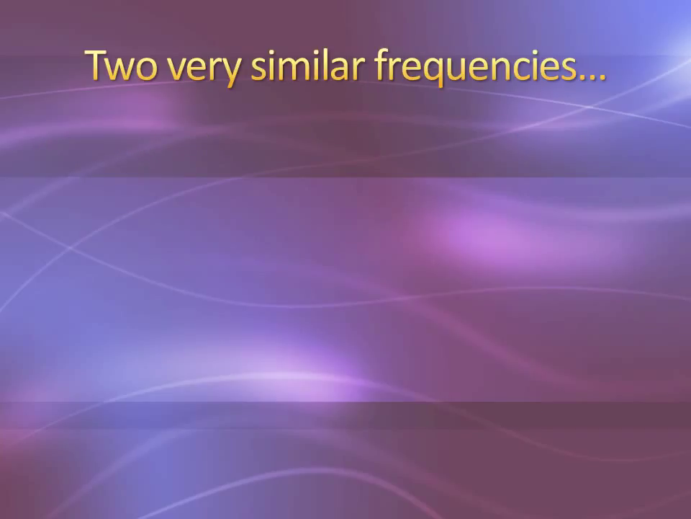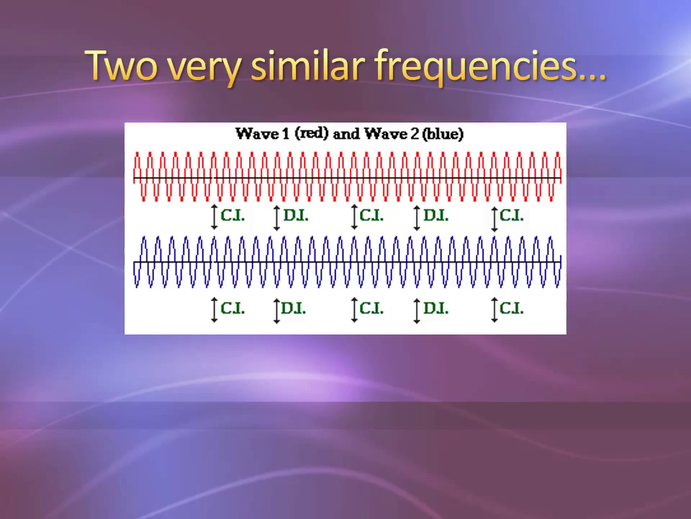So what happens when I have two very similar frequencies? Well, you might think it's going to sound very dissonant, and if you have a good ear, sometimes it does sound pretty awful, but there's another thing that happens with this. See here I have two waves, wave 1 and wave 2, and they're very close to being the same frequency, but they're not quite, or they're offset just a little.